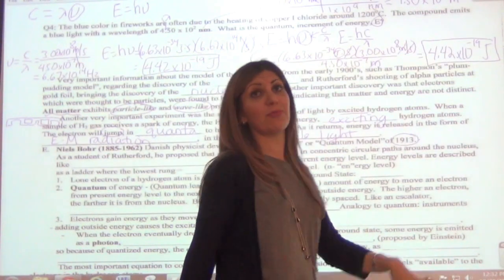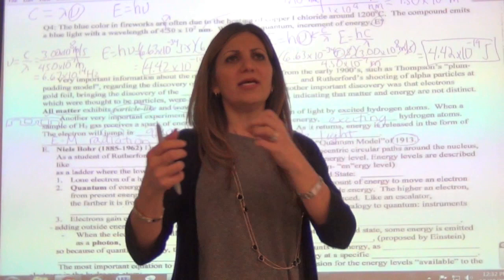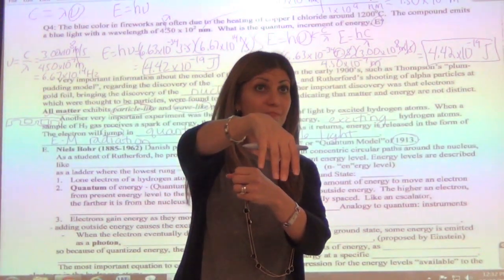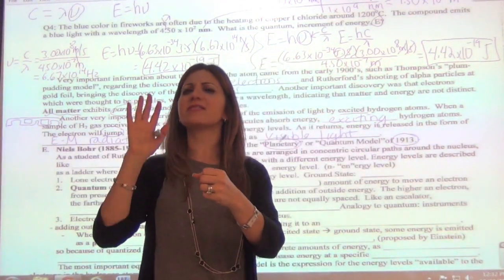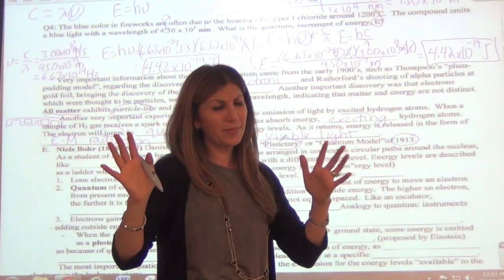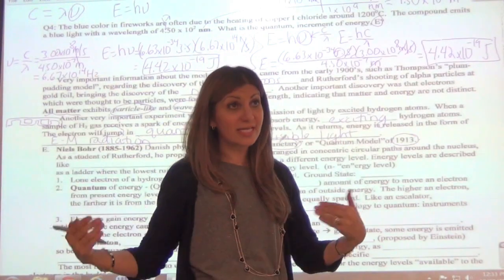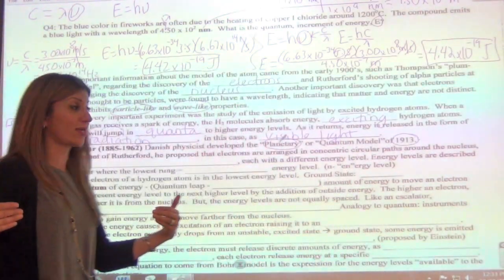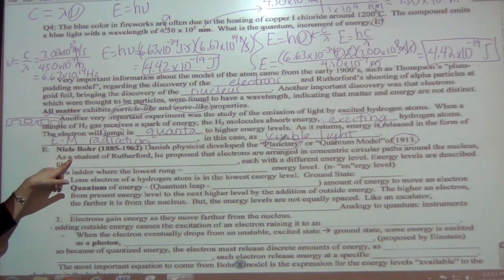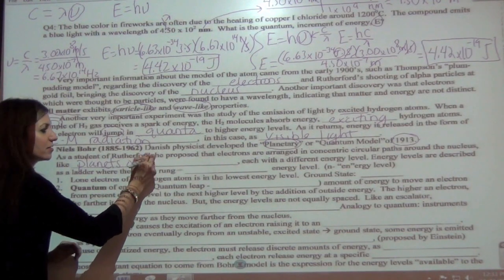So Bohr, his student, goes, I got it. It's like planets around the sun. The planets are not collapsing into the sun because they're staying in orbit. He said it's the same thing: these electrons are staying in orbit. Now again, we look at it a little differently, but this whole idea of being confined to certain energy levels, we still believe today. So as a student of Rutherford, he proposed that electrons are arranged in concentric circular paths around the nucleus, like planets orbiting the sun.